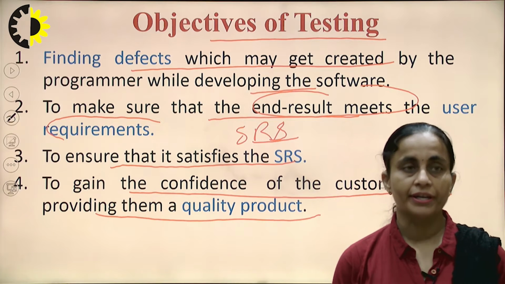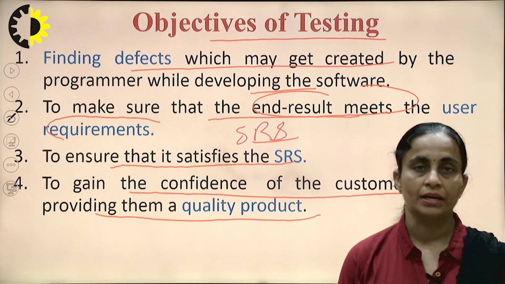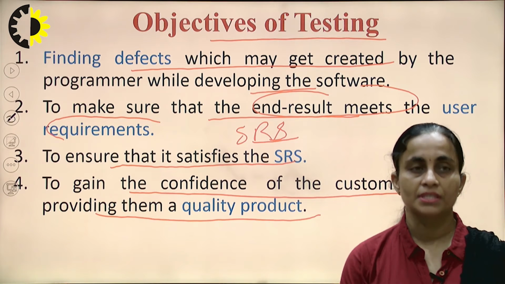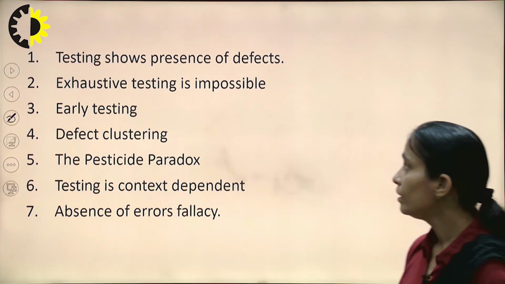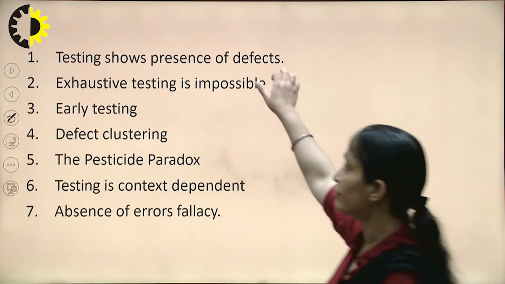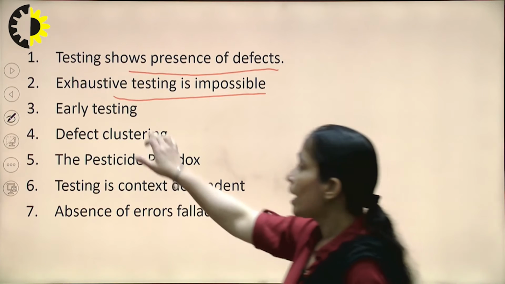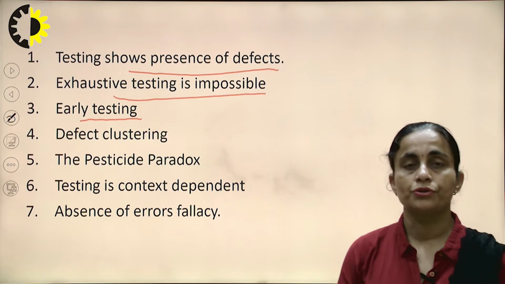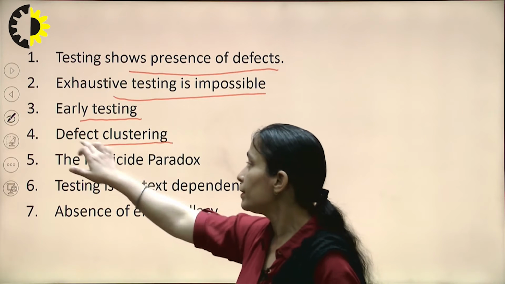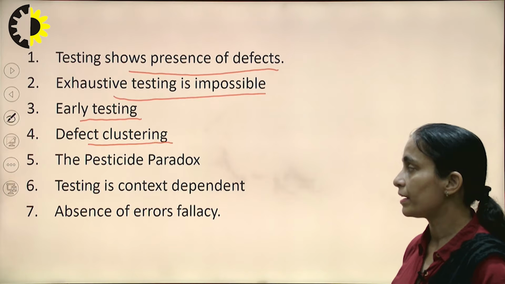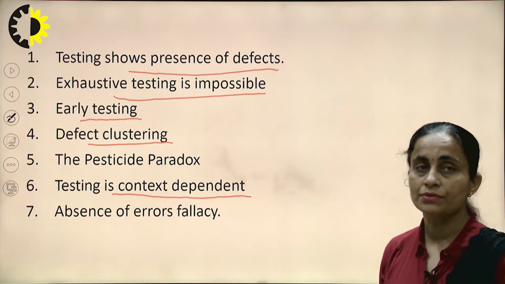Then I will gain the confidence of the customer that my product is very nice and in which manner I should proceed further. And if they give me some suggestions, then of course I will incorporate them in my next version. Then testing shows the presence of defects. Exhaustive testing is impossible. Then early testing, or should I build the entire system and then proceed for testing? Then there can be defect clustering, then the pesticide paradox. Then testing is context dependent, and it ensures the absence of error fallacy.